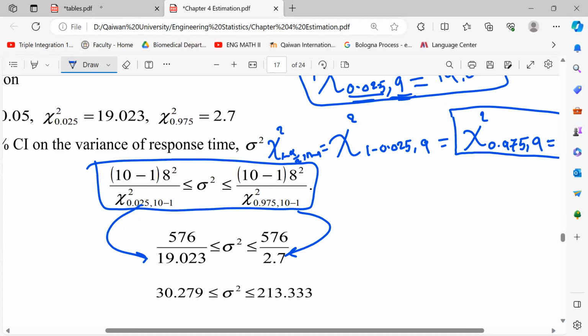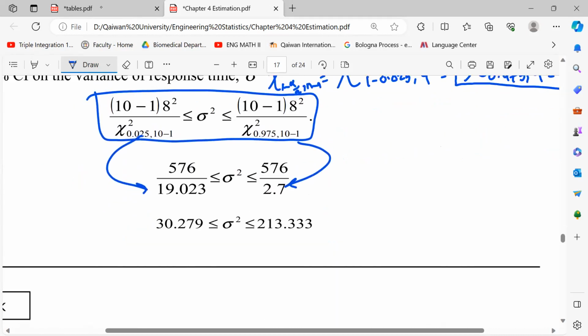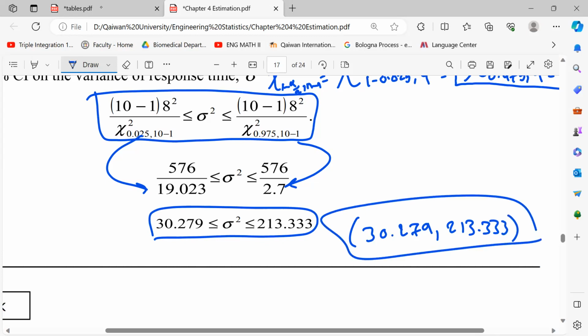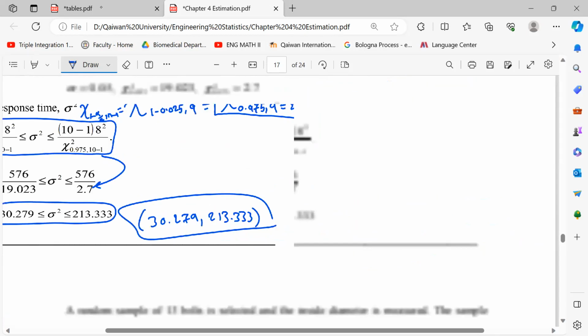So the interval is just calculation. It is this. So the interval we say it's 30.279 and 213.333. This is the interval. Okay. Any question?